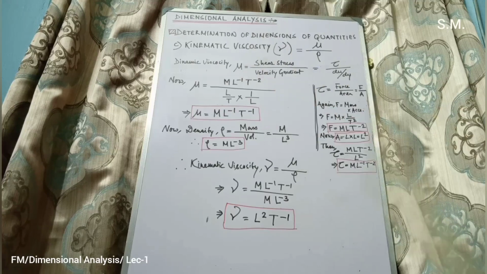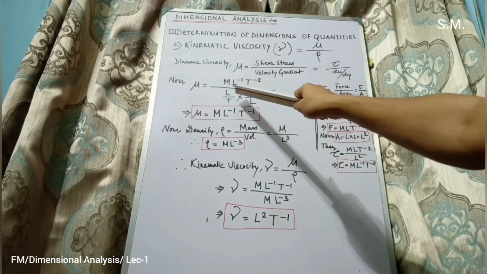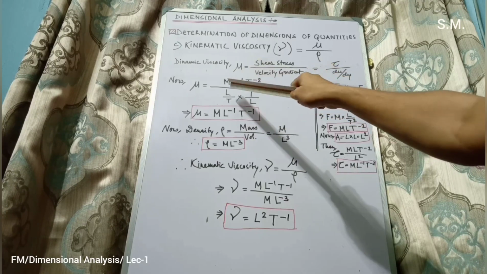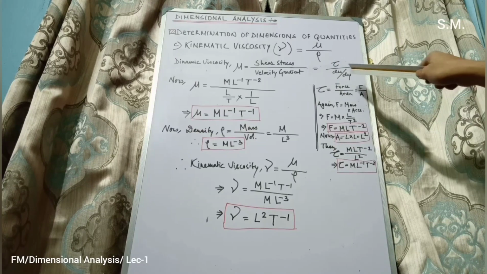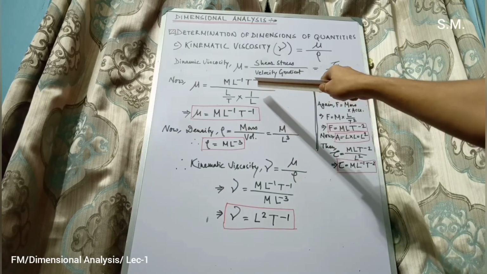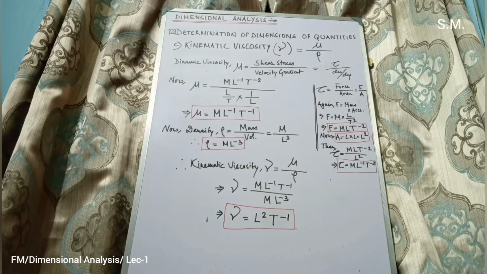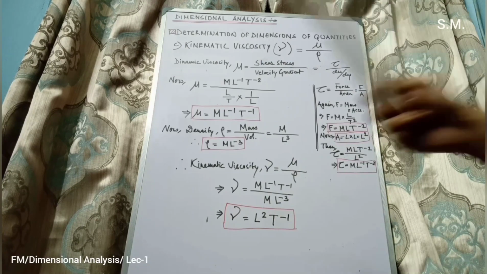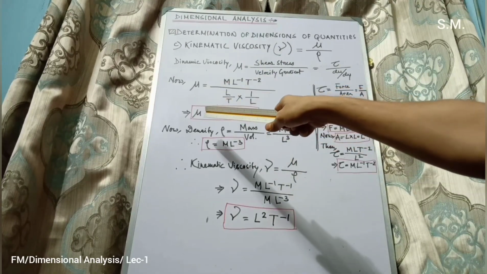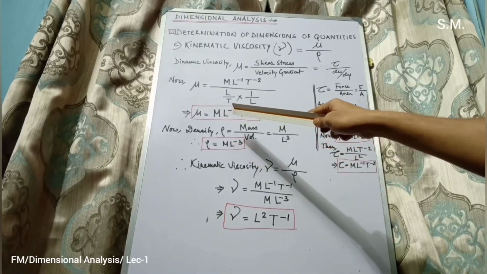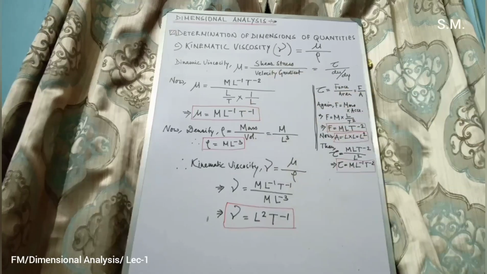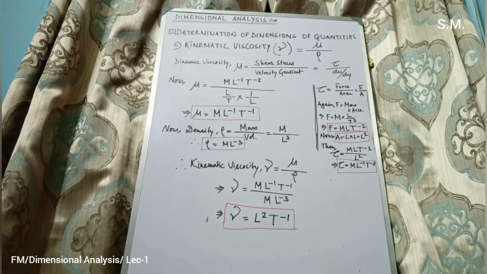So what is velocity? The definition of velocity is distance by time. Distance is nothing but length L, so L by T, and y is a linear dimension, so here we can write 1 by L. From this we can easily find the dimension of mu: M L inverse T inverse. This is the dimension of mu.